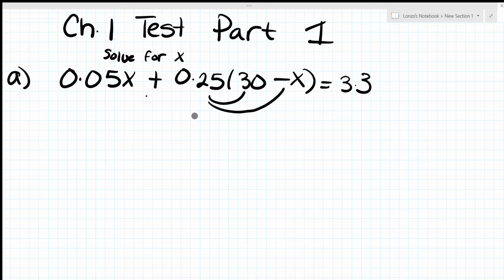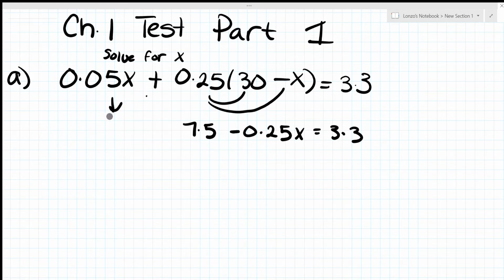So 0.25 times 30 is 7.5. And then 0.25 times negative x is negative 0.25x. This doesn't change, so we just leave it as 3.3. We didn't do anything to this, so we just bring it down, right? Okay, now that we FOILed it, what's my next step? My next step is group like terms.